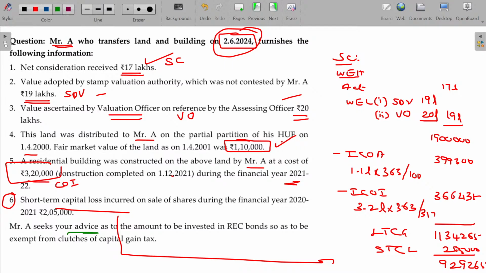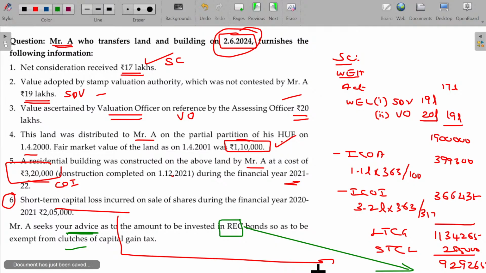Mr. A seeks your advice as to the amount to be invested in REC bonds so as to be exempt from the clutches of capital gain. How much he has to invest? To the extent of taxable long-term capital gain, restricted to 50 lakhs. As the value is less than 50 lakhs, the entire amount can be used for purchasing the bonds. So once he purchases all these within the stipulated time, 6 months from the date of receipt of the consideration, then you will be eligible for claiming the entire deduction, right? Yeah.